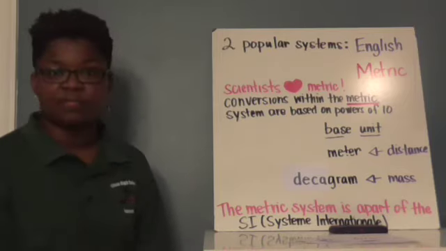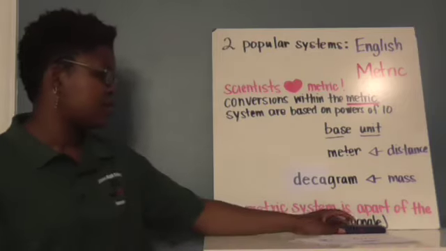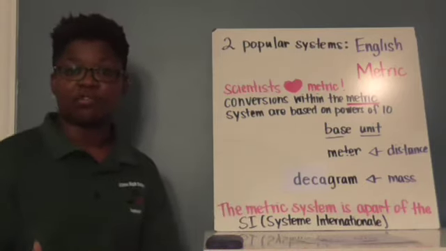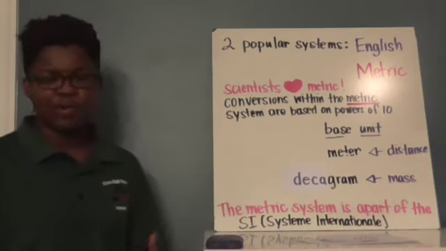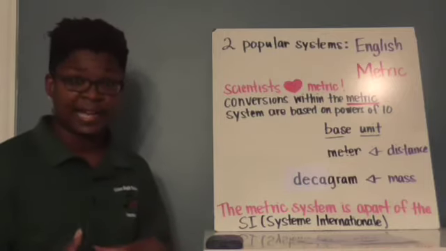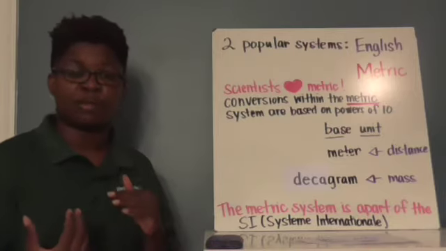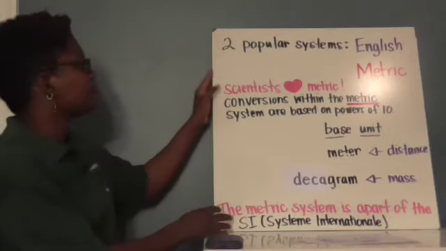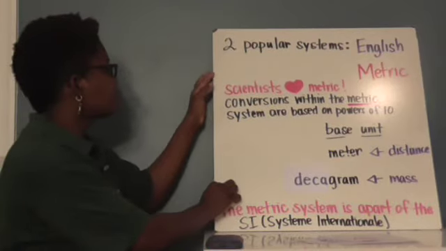The metric system is a part of the System International, also referred to as the SI system, which is the system that most scientists use for measurement. So you'll sometimes hear me say the words SI, and sometimes you'll hear me say the words metric, but 99% of the time those are exactly the same things.